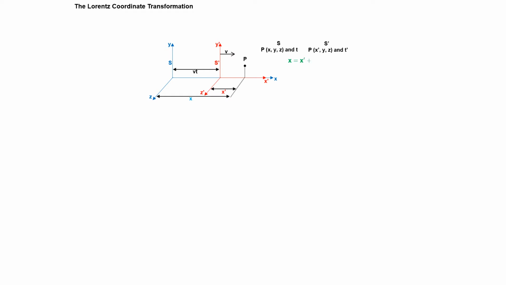We can solve this equation for x'. But we know that x' as measured by S' will be contracted by the Lorentz factor, and we can rewrite this equation as follows. This is the relativistic transformation of the x-coordinate of space from S to S'. This equation relates the position of the event P as seen in S'.